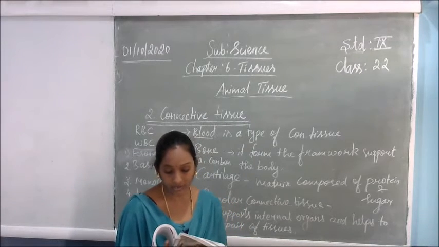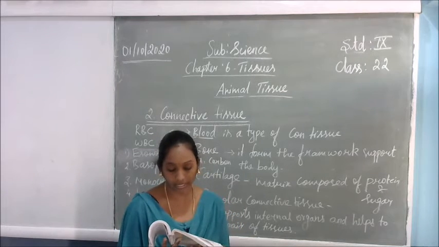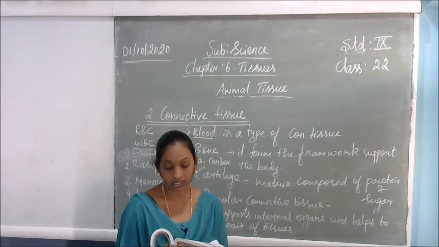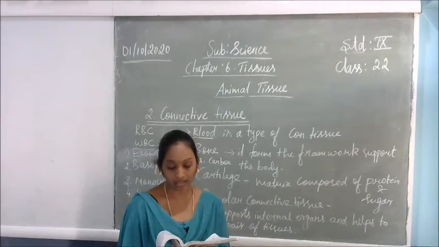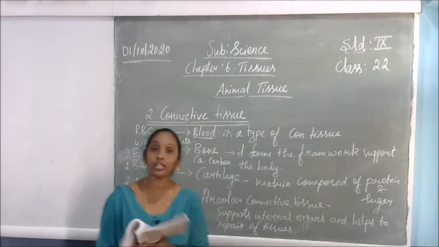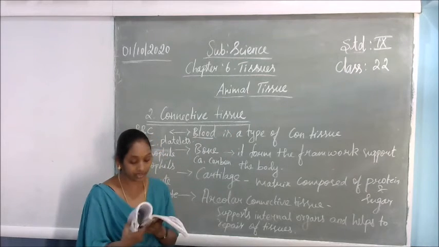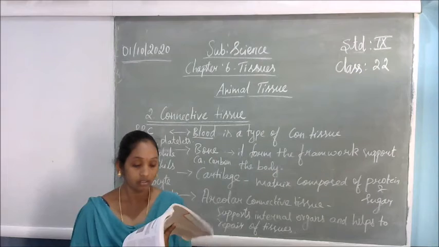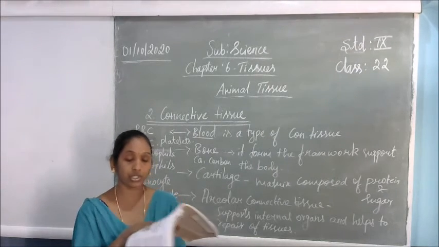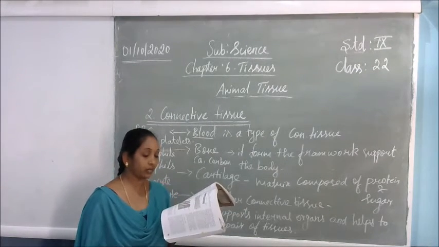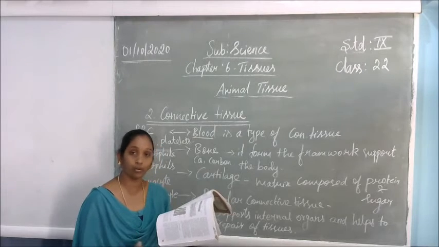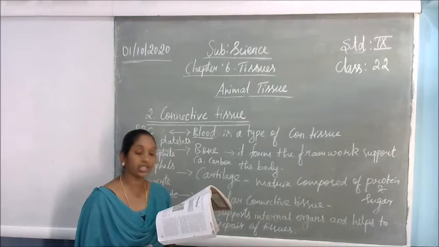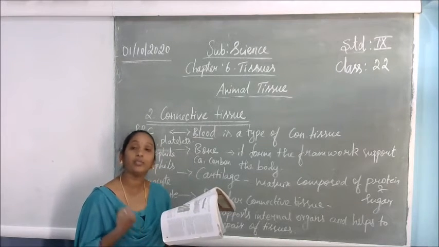Where is fat stored in our body? Fat-storing adipose tissue is found below the skin and between the internal organs. One more important connective tissue is adipose tissue. Adipose tissue is present only below our skin and around internal organs, so it stores the fat materials.